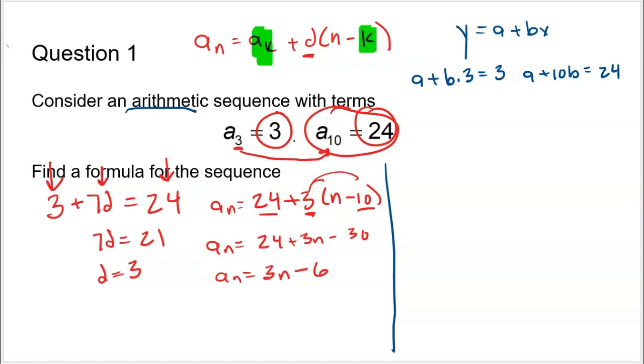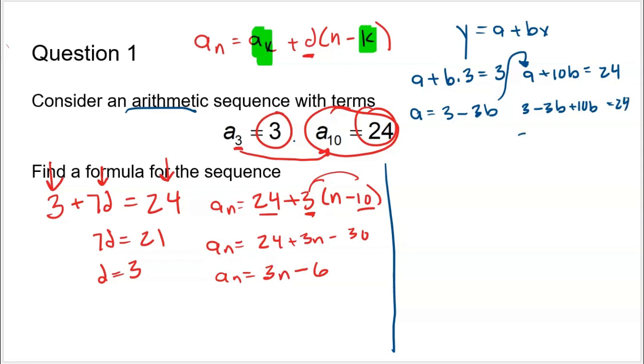Okay, so I basically created 2 equations, and now I could use substitution to solve. So I'm going to solve this first equation for a. I'm simply going to subtract the 3b over. So I get 3 minus 3b equals a. I'm now going to plug that a right in here. So I get 3 minus 3b plus 10b equals 24.